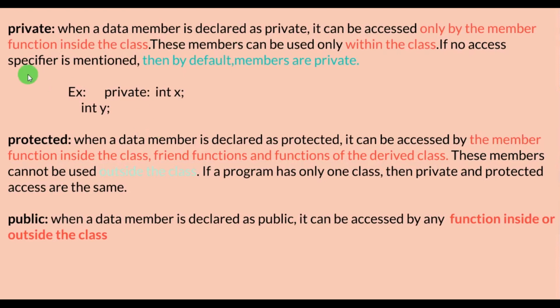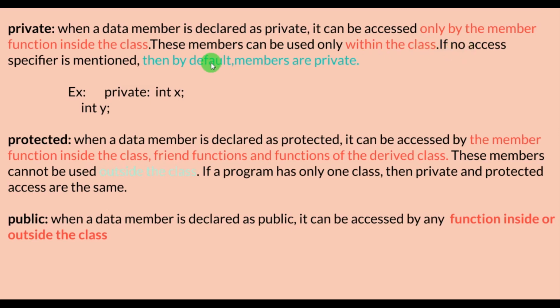So private is nothing but when a data member is declared as private, it can be accessed only by the member functions inside the class. So only those member functions inside the class can access the data members. When you see the program, you will come to know what data members and member functions are. Remember this: only the member functions inside the class can access the data members under private. So these members can be used only within the class.